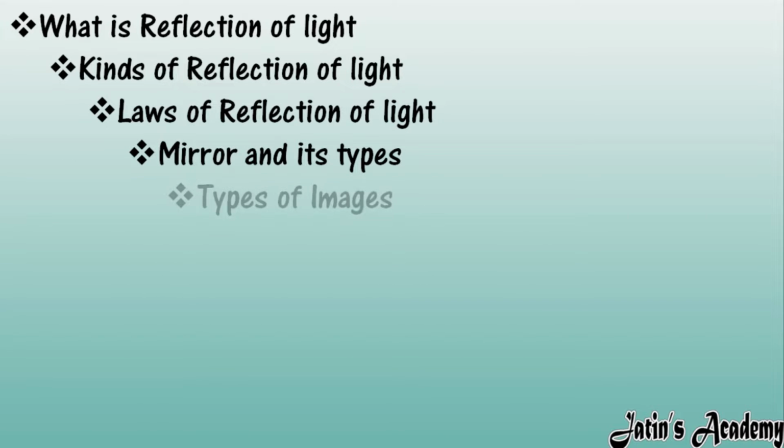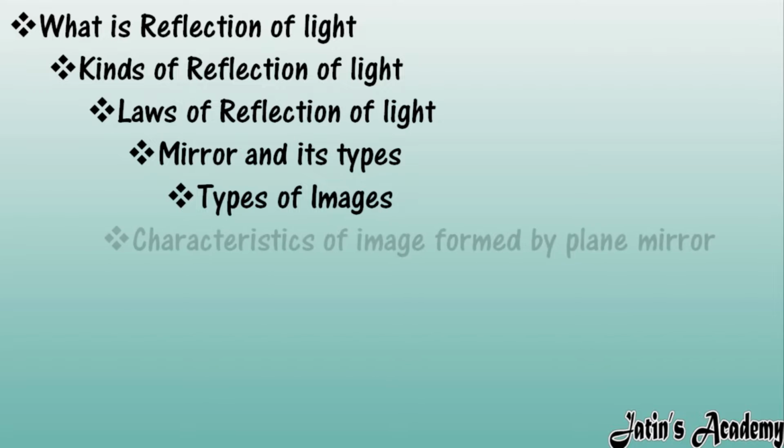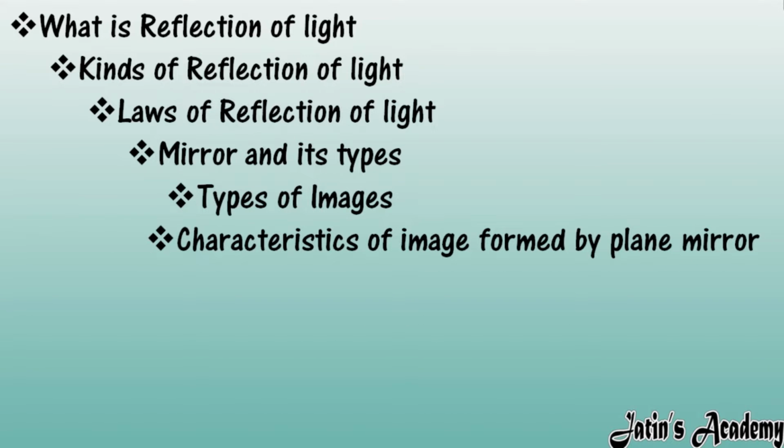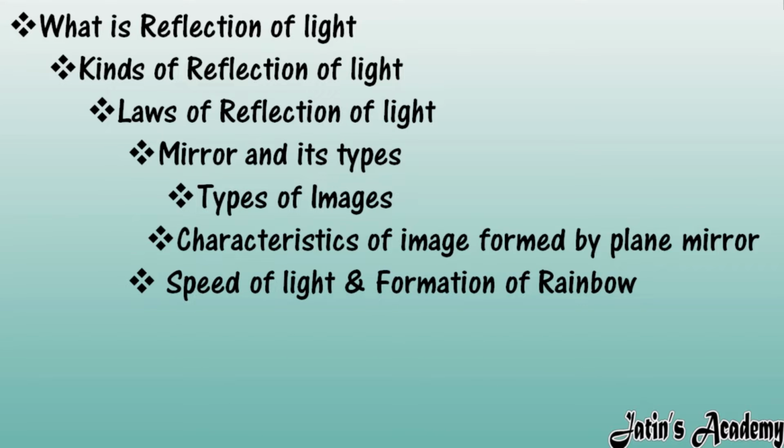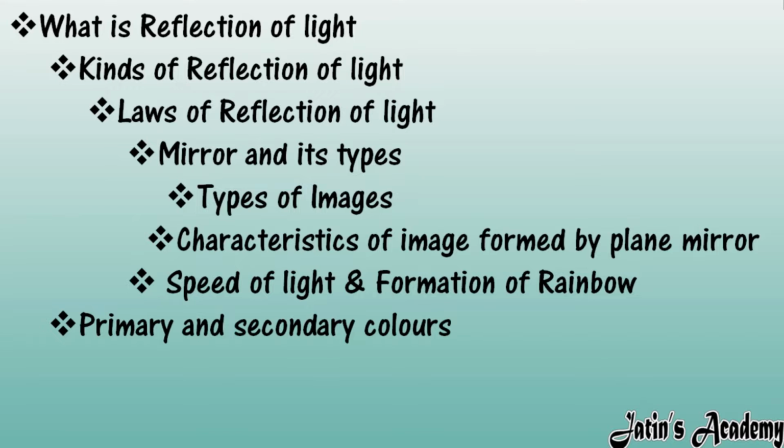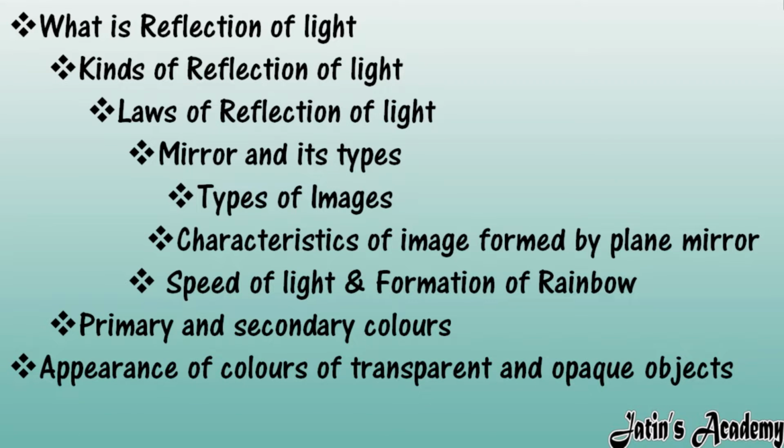Then, we are having types of images. Then we will study about characteristics of image formed by a plane mirror. Then we are having speed of light and formation of shadow. Then we will study about primary and secondary colors. Then at last we are having appearance of colors of transparent and opaque objects. So let us start with the chapter.